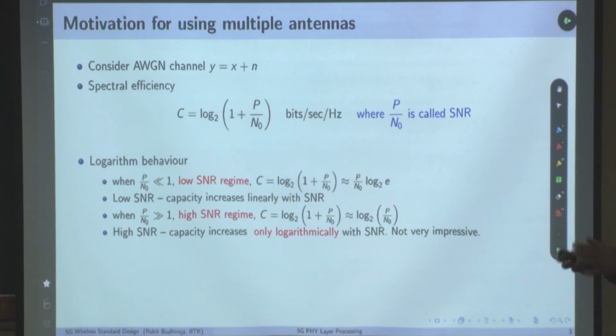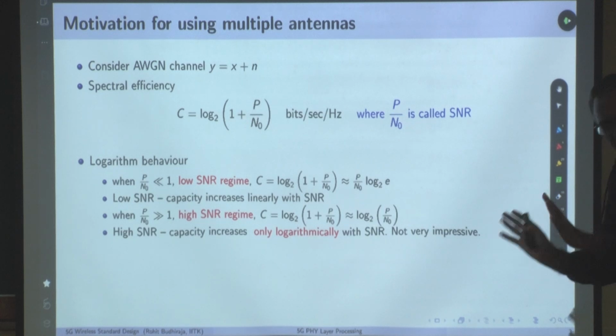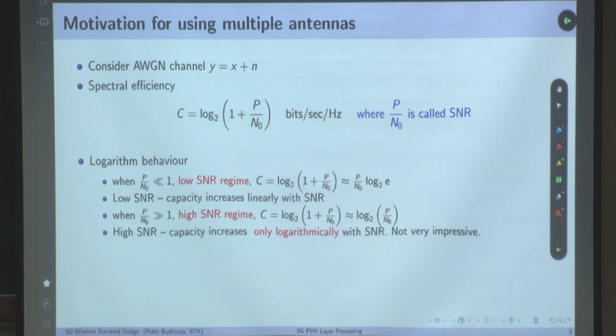Okay, how can you increase the data rate in this regime? Basically, by transmitting data in parallel. It might look a little awkward, how can you transmit data in parallel? We will see all that. But what are we saying here? At least in the low SNR regime, if you can increase the SNR, you get a linear increase in capacity.